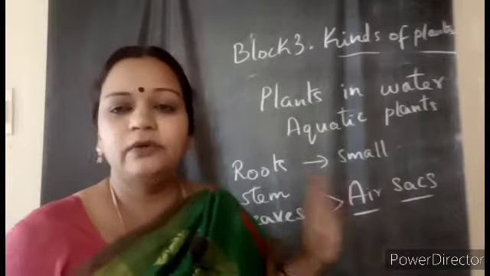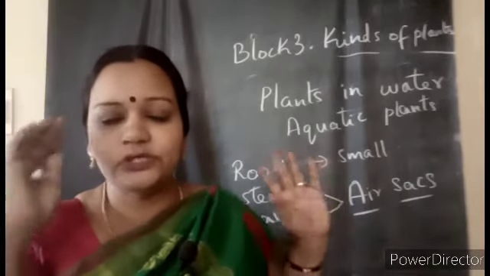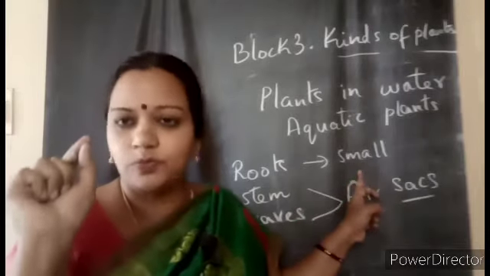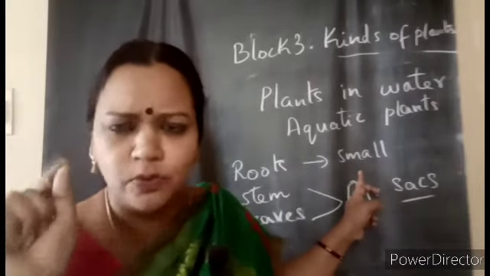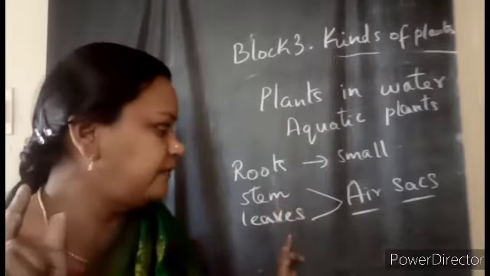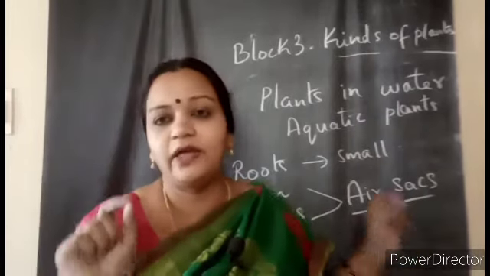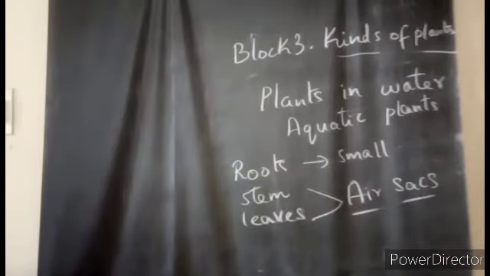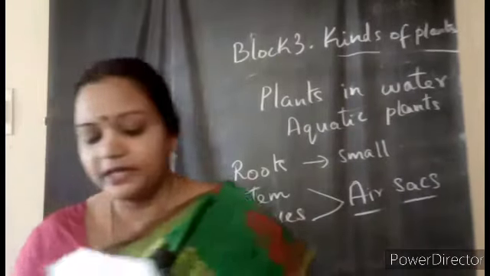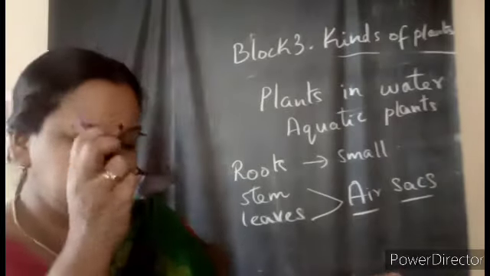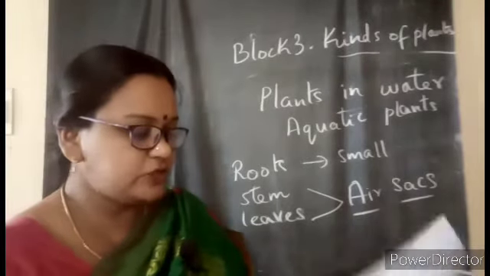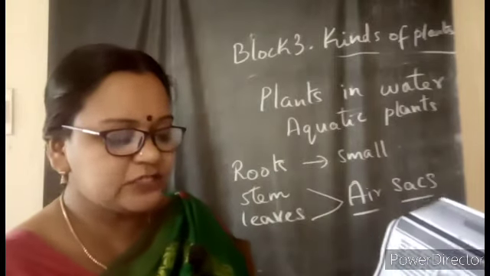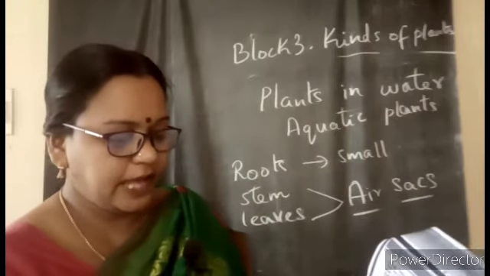So basically, as soon as you hear aquatic plant name, how will their roots be? They will be small roots. And how about their stem and leaves? Stem and leaves will have the air sacs or air holes. You can see there is a clear picture given in your textbook. In the textbook, just keep the page open, and as soon as I say, you can see the picture, see the children. Lotus plant and air cavities, means air sac or air holes only.